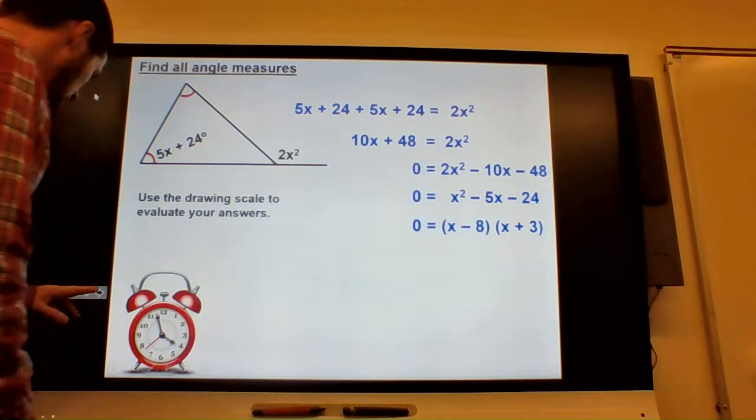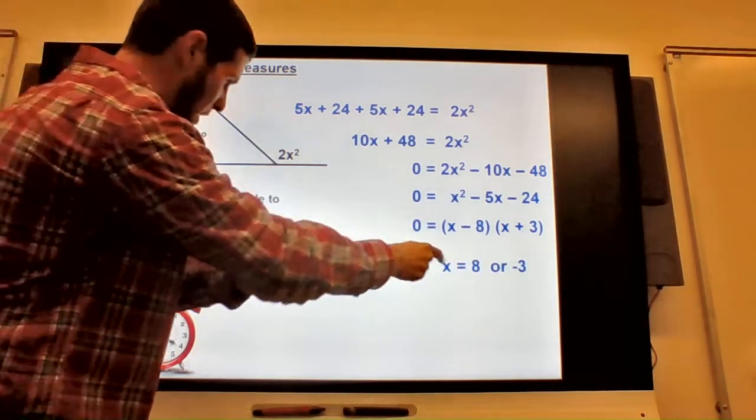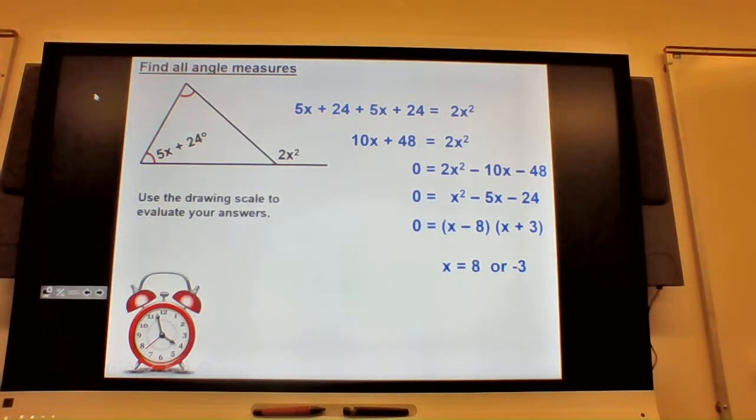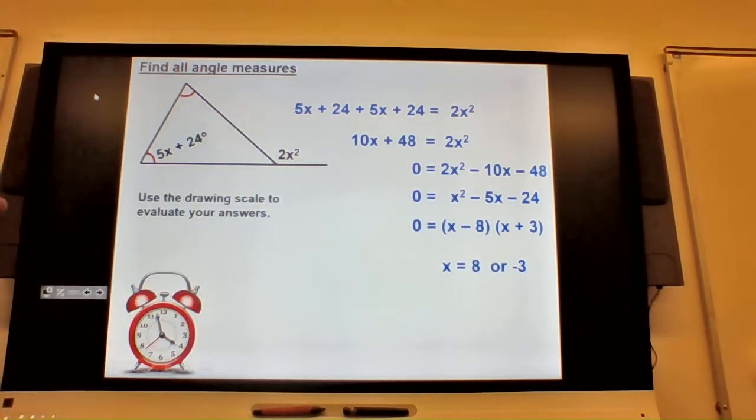That one's negative 3. And this is where you can criticize Mr. Hess and say, well, like, if this was 8, Mr. Hess is crazy. Or if it's negative 3, Mr. Hess is crazy. Only one of them makes sense in the scale of the drawing.